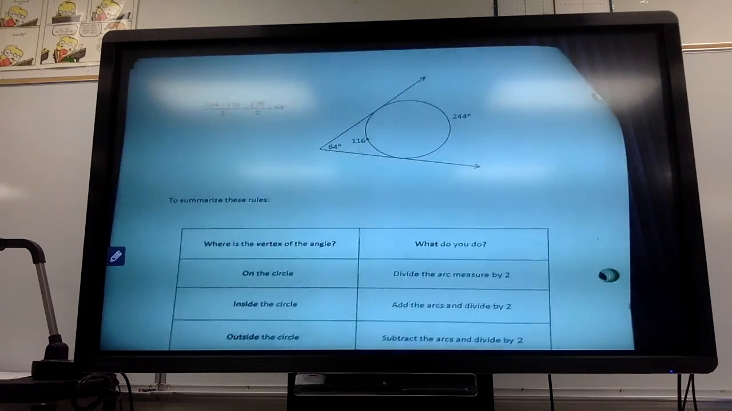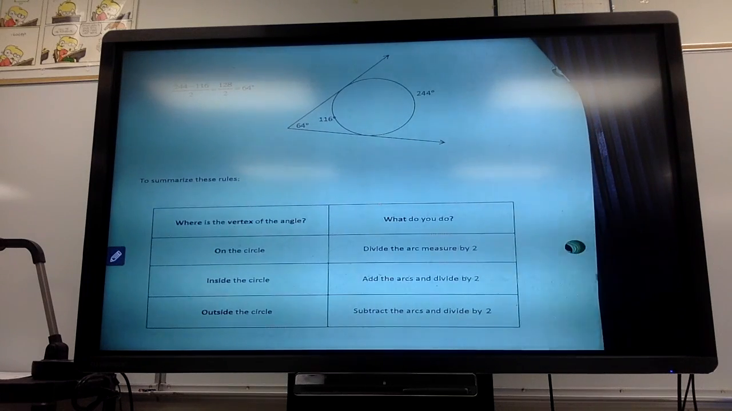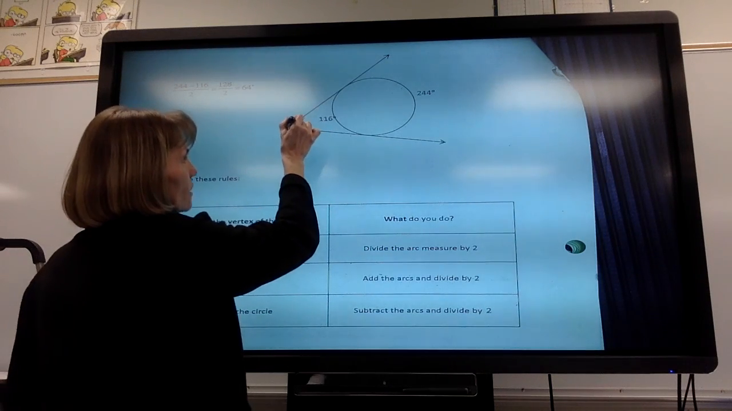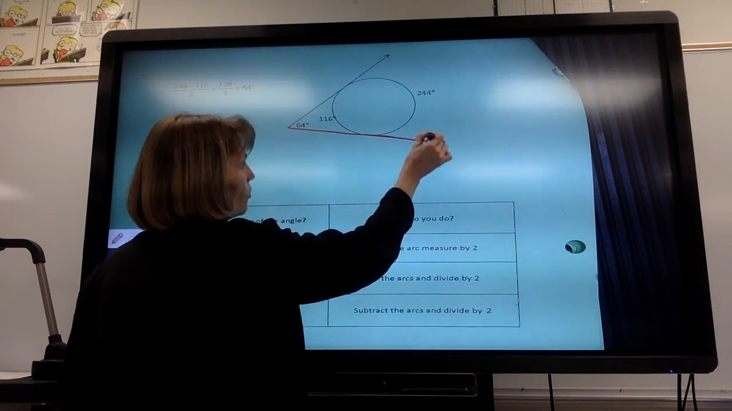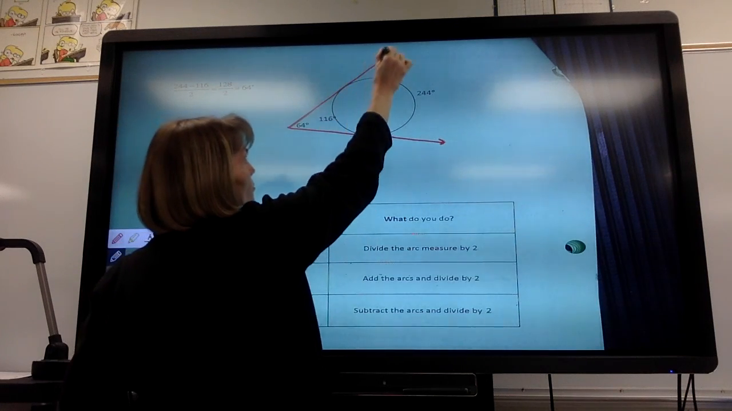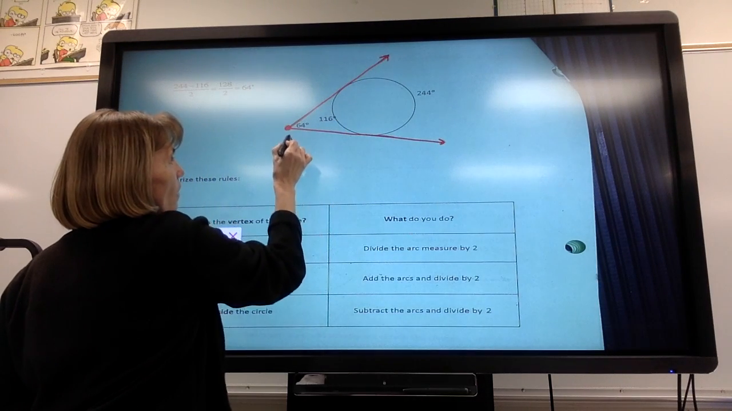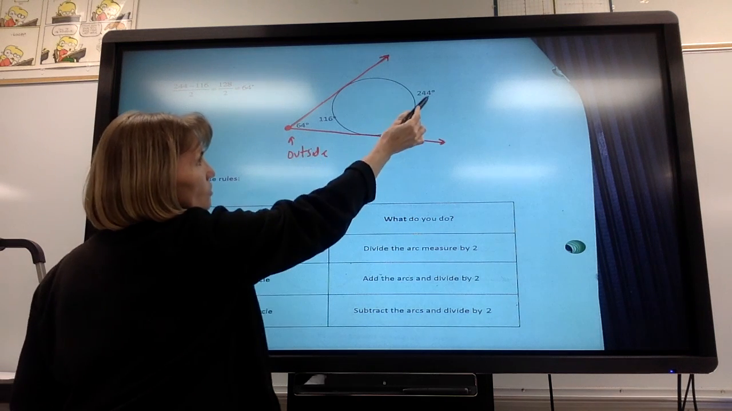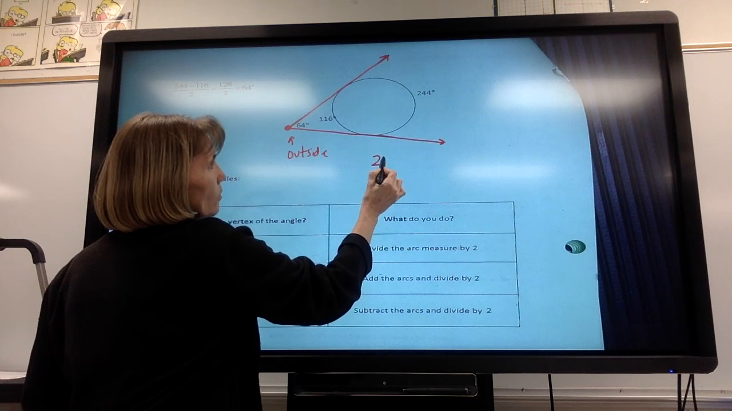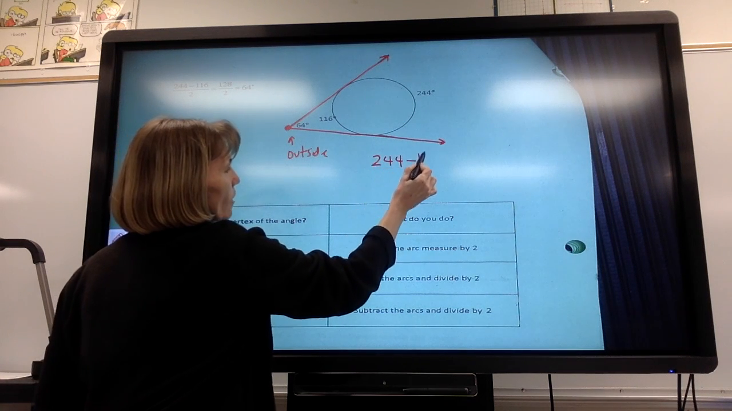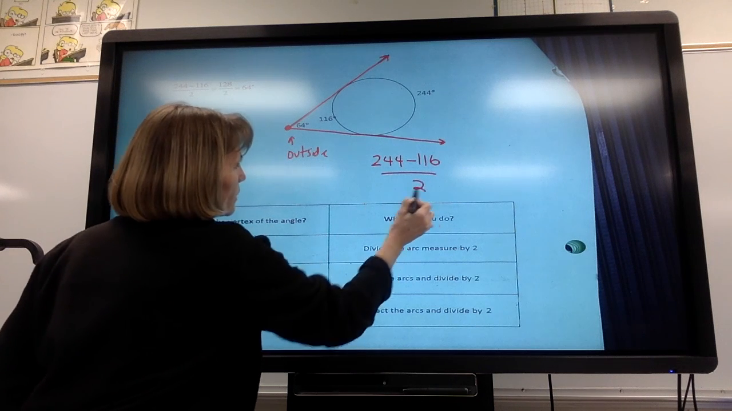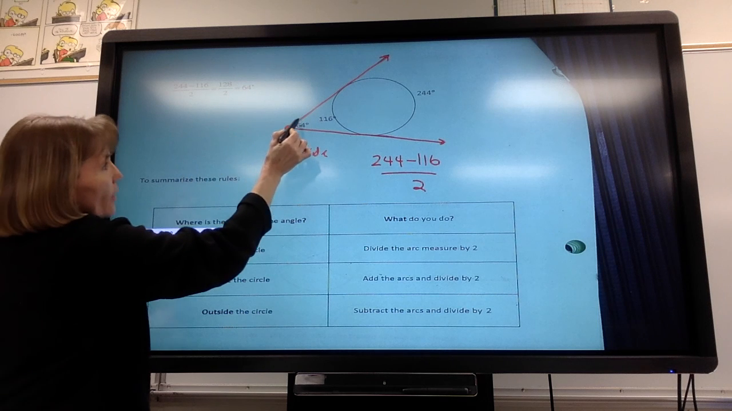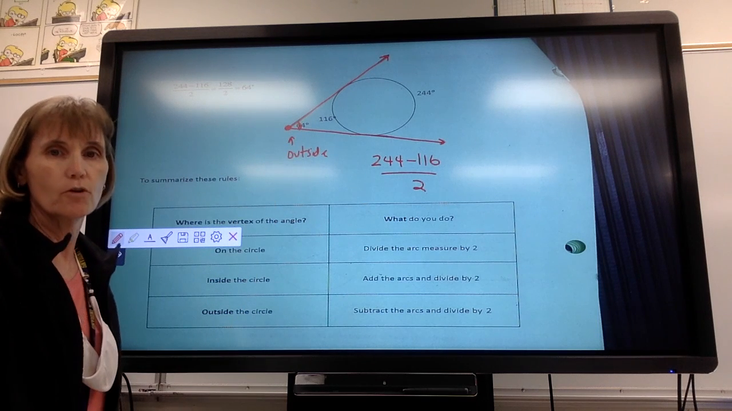Okay, and here's one last picture. Okay, if I look at where these lines are, these aren't secants now, but these are tangents. Same rule applies. These tangents, where are they intersecting? Oh, they're intersecting on the outside of the circle. And because it's outside, we're going to subtract the two arcs. We're going to take 244 and we're going to subtract 116, and then divide my answer by 2. So you can see the math up here. 244 minus 116 divided by 2. That angle outside the circle is 64 degrees.